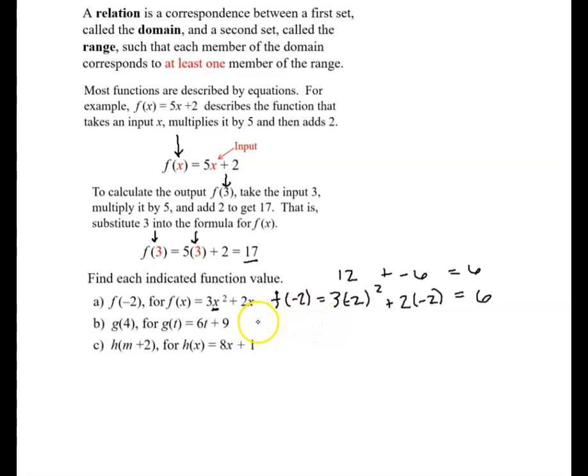Okay, this one says to figure out g of 4. So instead of t, I'm going to plug in the 4.